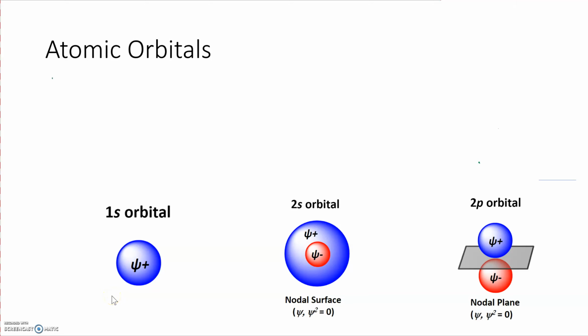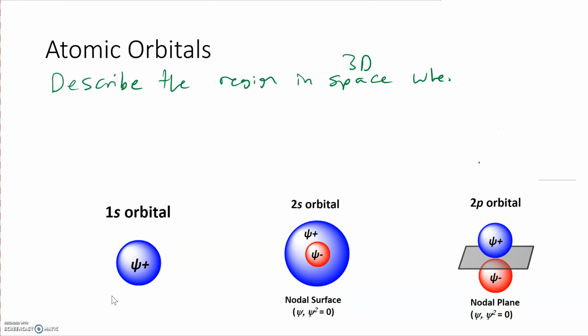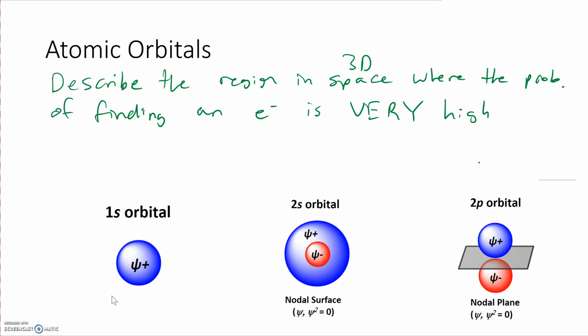Atomic orbitals describe the region in space. Actually, 3D space to be clearer, where the probability of finding an electron is very high. So very high can look something like 90 to 95%. So evidently a very high percentage.